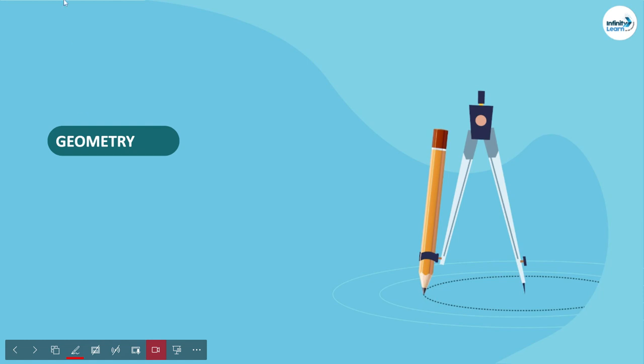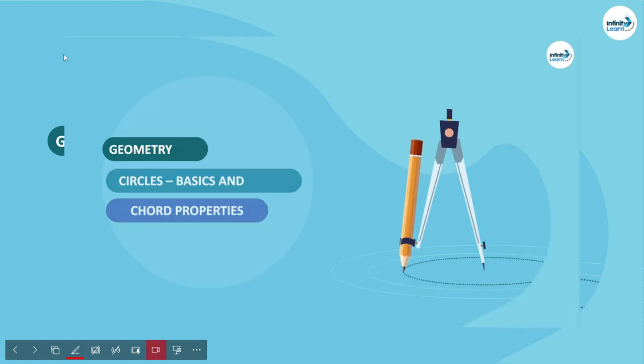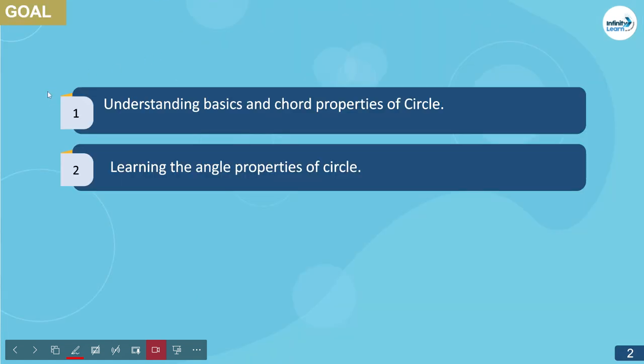Today, we are going to start a new chapter known as circles, basic and chord properties. What we're going to learn today: understand the basic and chord properties of circle, and learn the angle properties of circle.